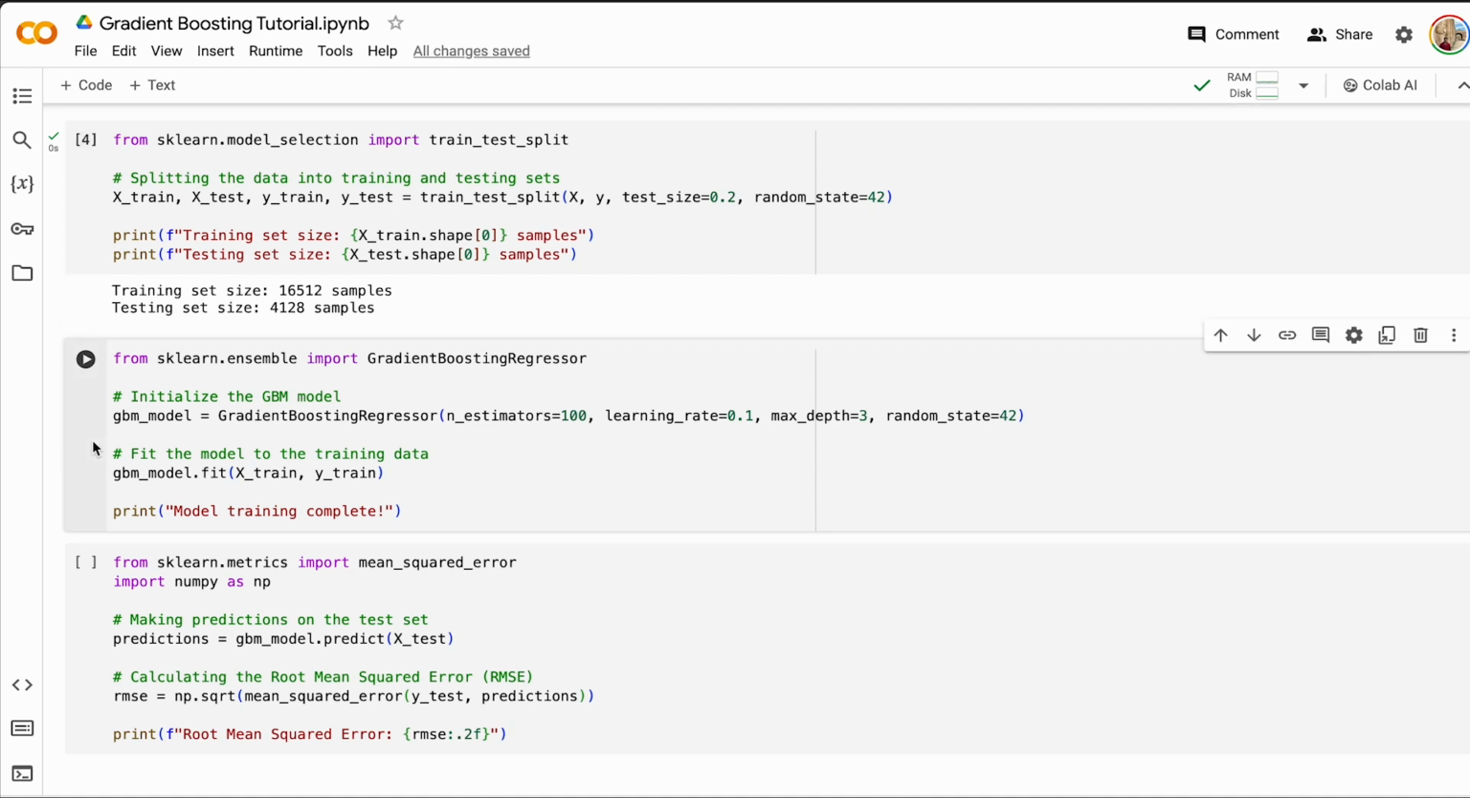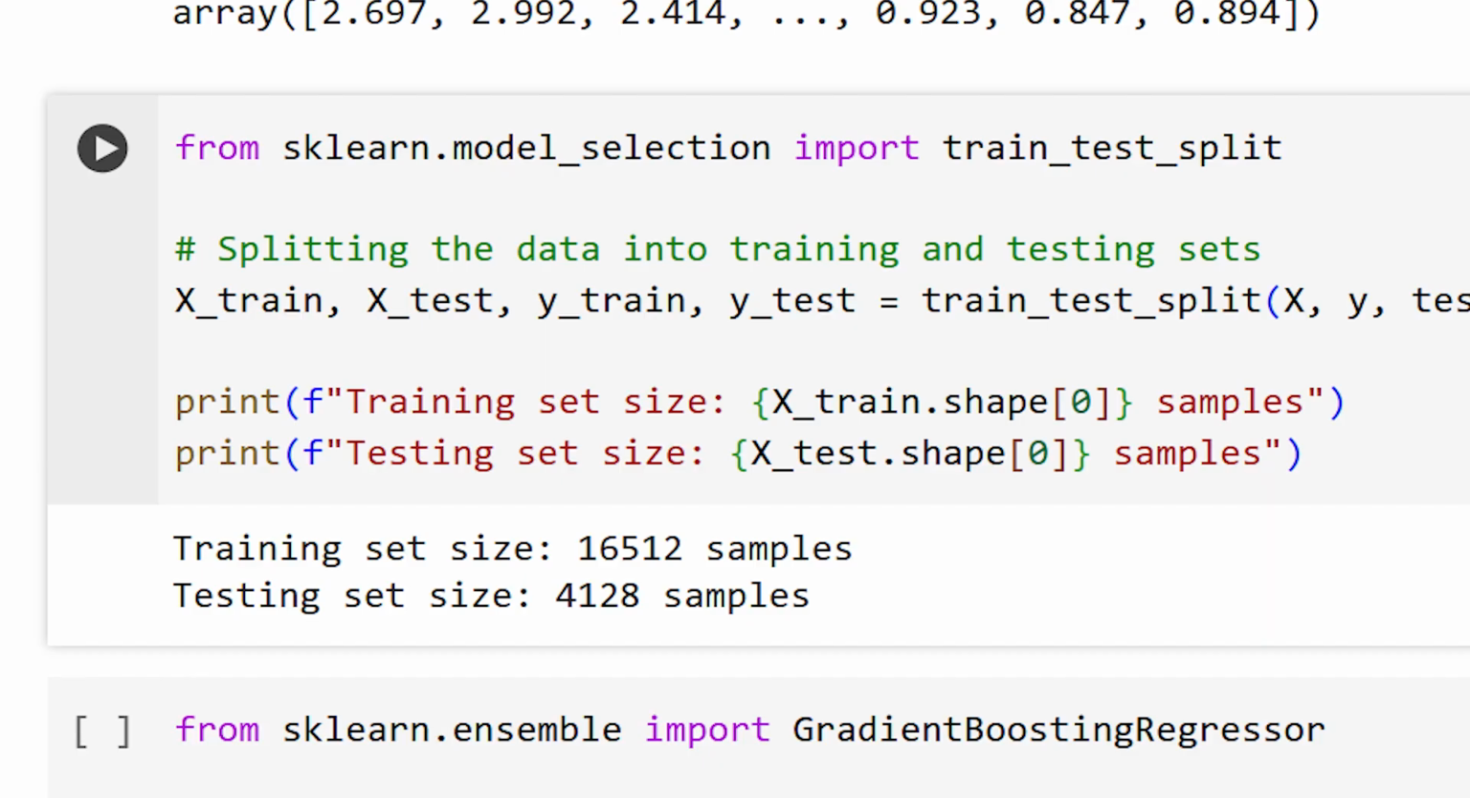This step is crucial for a simple reason. We train our model on one portion of the data, and then we test it on a separate portion to see how well it performs. It's like studying for an exam and then actually taking the exam to see how much you've learned. We see that there's around 16,500 rows in the training dataset and around 4,000 rows in the testing dataset.